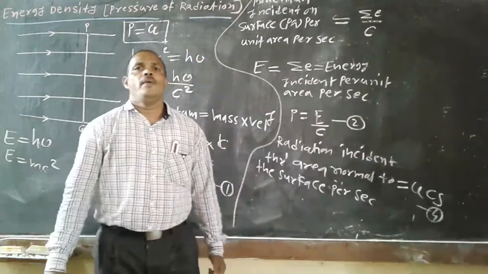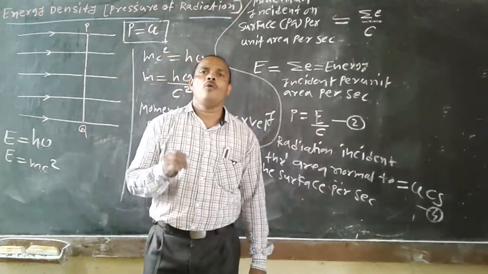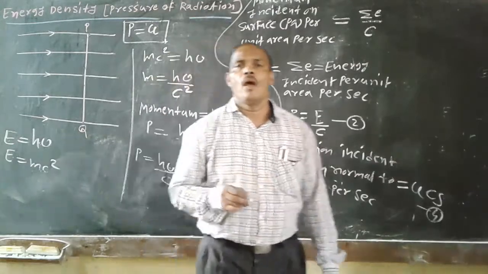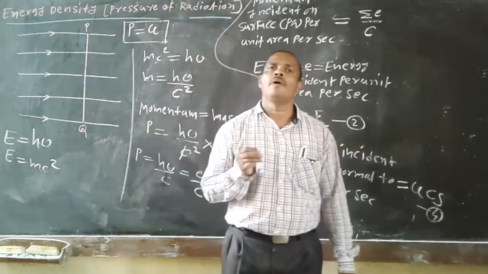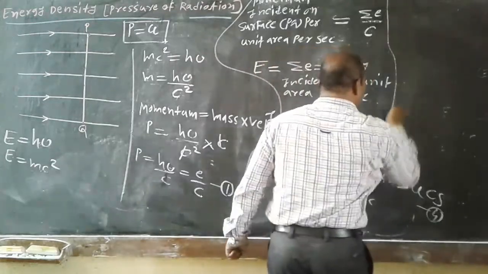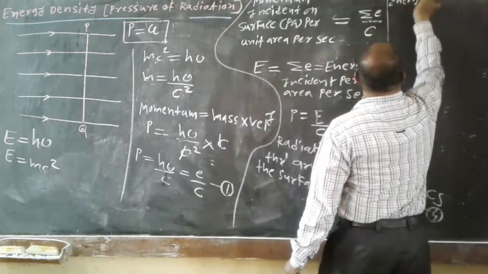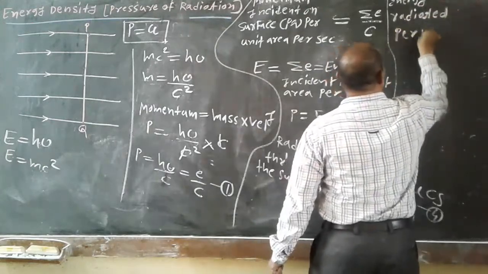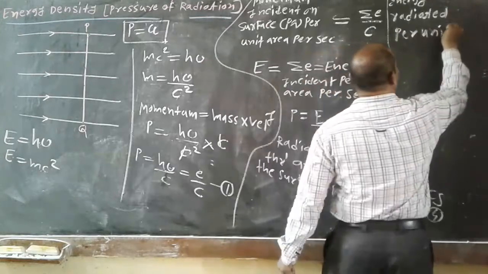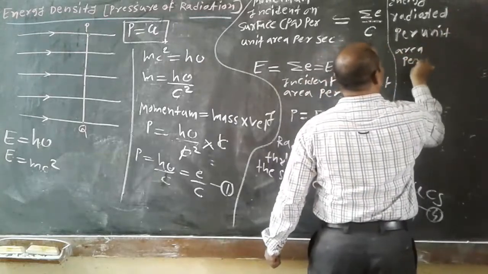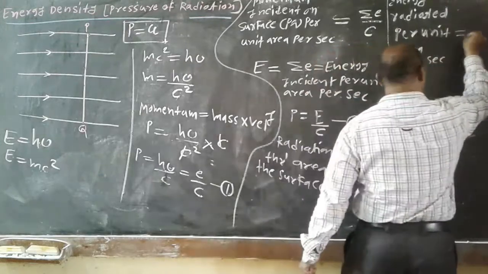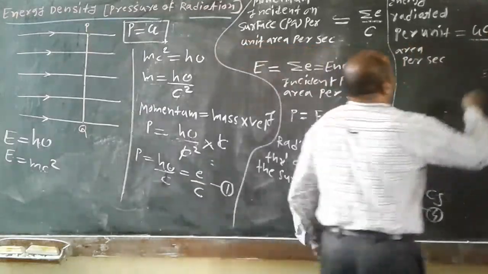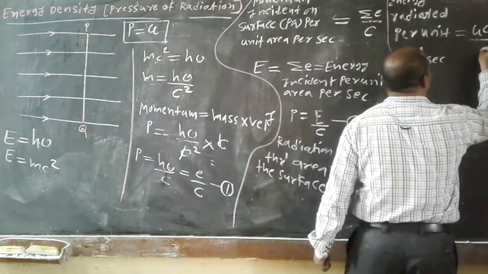Now emissive power, that is the amount of heat radiated per unit area per second, or say energy radiated per unit area per second, is equal to UcS divided by c.